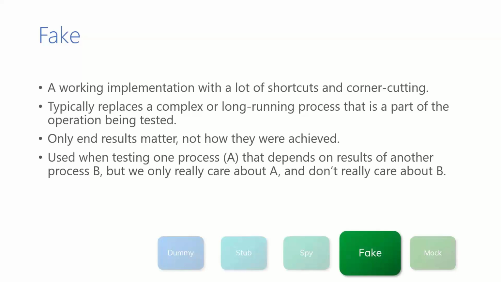So what do fakes do? They typically replace a complex or long-running process that is a part of the operation being tested. It's something that must happen, but we don't care about how these results were achieved. We only care about the end results. We just need to get them, but don't care how we got them. So if we have one process, A, that depends on the result of process B, but we only need that result because A needs it, and we don't really need to know or care about B, then we would create a fake for this B.